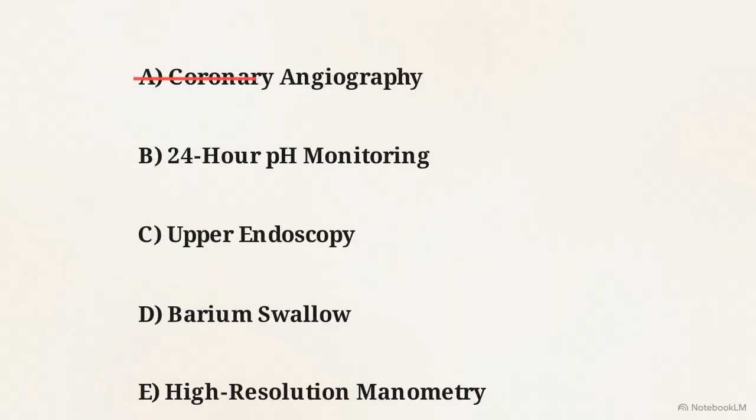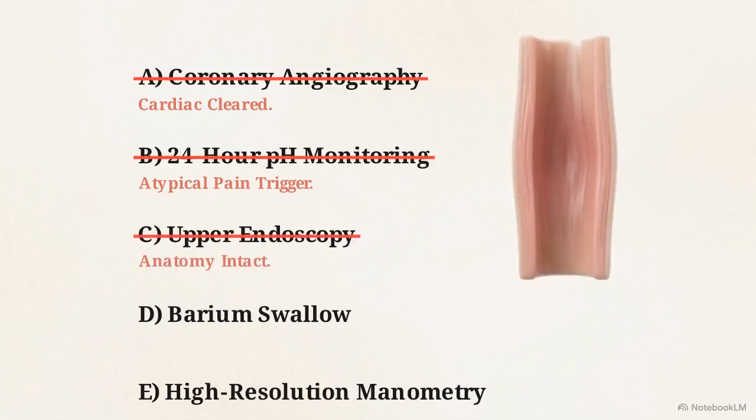We rule out coronary angiography. Although nitroglycerin relieved the pain, the negative stress test has already ruled out anatomical coronary artery disease. 24-hour pH monitoring is the gold standard for diagnosing acid reflux, but reflux does not classically cause crushing pain specifically precipitated by cold liquids. Upper endoscopy rules out structural blockages, but because motility disorders are functional rather than structural, the mucosal lining will appear normal.